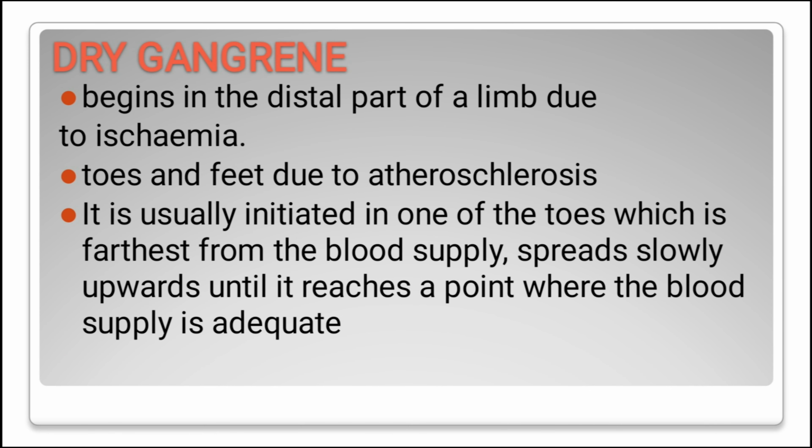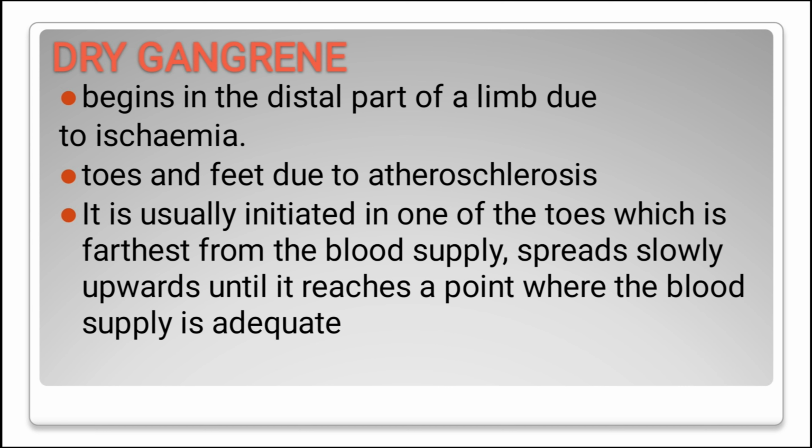It begins in the distal part of the limb due to ischemia, and the typical example for dry gangrene is the toes and feet of an old patient due to severe atherosclerosis. Other than ischemia, there are many other causes for dry gangrene, like Raynaud's disease, trauma, and ergot poisoning.